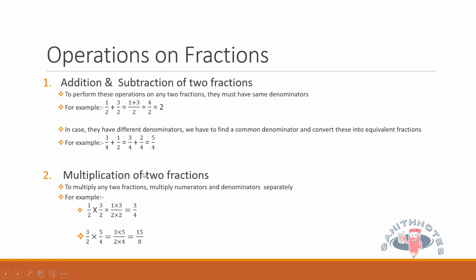The next operation is multiplication. In order to multiply any two fractions, just multiply the numerators and the denominators separately, which will give you the answer for multiplication of two fractions. For example, if you multiply 1 by 2 and 3 by 2, then multiply 1 and 3, which are the numerators, divided by 2 and 2. So 1 into 3 divided by 2 into 2 is equal to 3 by 4. Another example is 3 by 2 multiplied by 5 by 4. We multiply the numerators separately and the denominators separately. So 3 into 5 divided by 2 into 4 is equal to 15 divided by 8.